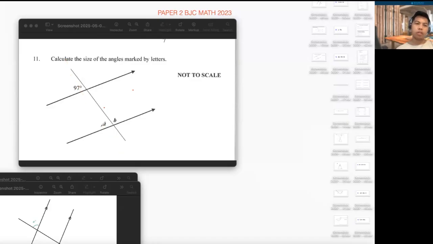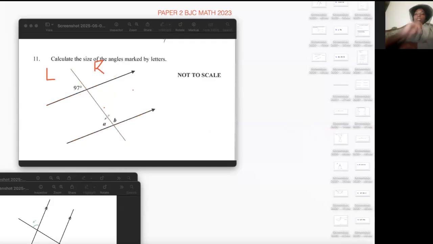For example, here it's on the left side. Let's say this is the right side. So we cut that into two parts, left and right. So if you find them both on one side, and also they are on the upper part, right? 97 is both above the line. So they are corresponding angles and they are the same. Got it. So they are equal.